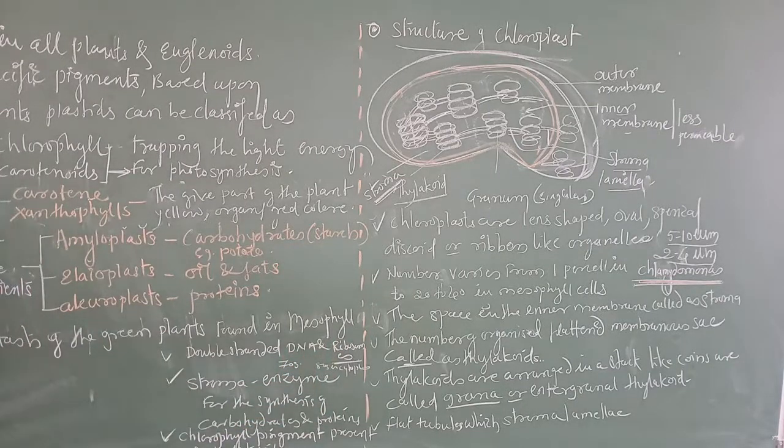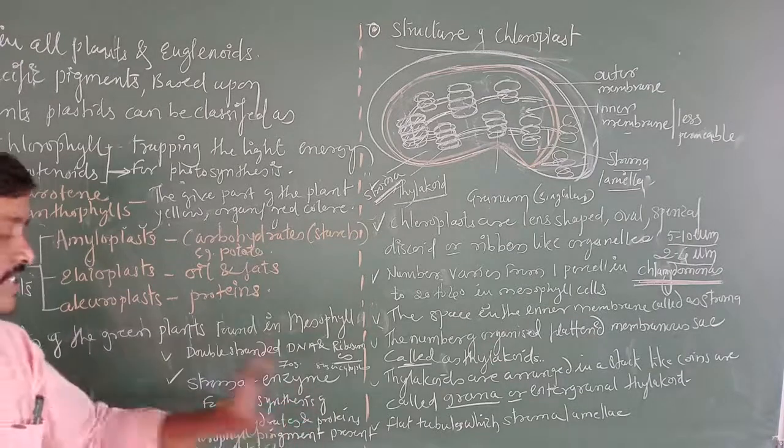Double-stranded DNA and ribosomes. Along with the structure I explained earlier, the chloroplast contains double-stranded DNA and ribosomes, and these ribosomes are 70S. Then the stroma also contains the enzymes that are helpful for the synthesis of carbohydrates and proteins.